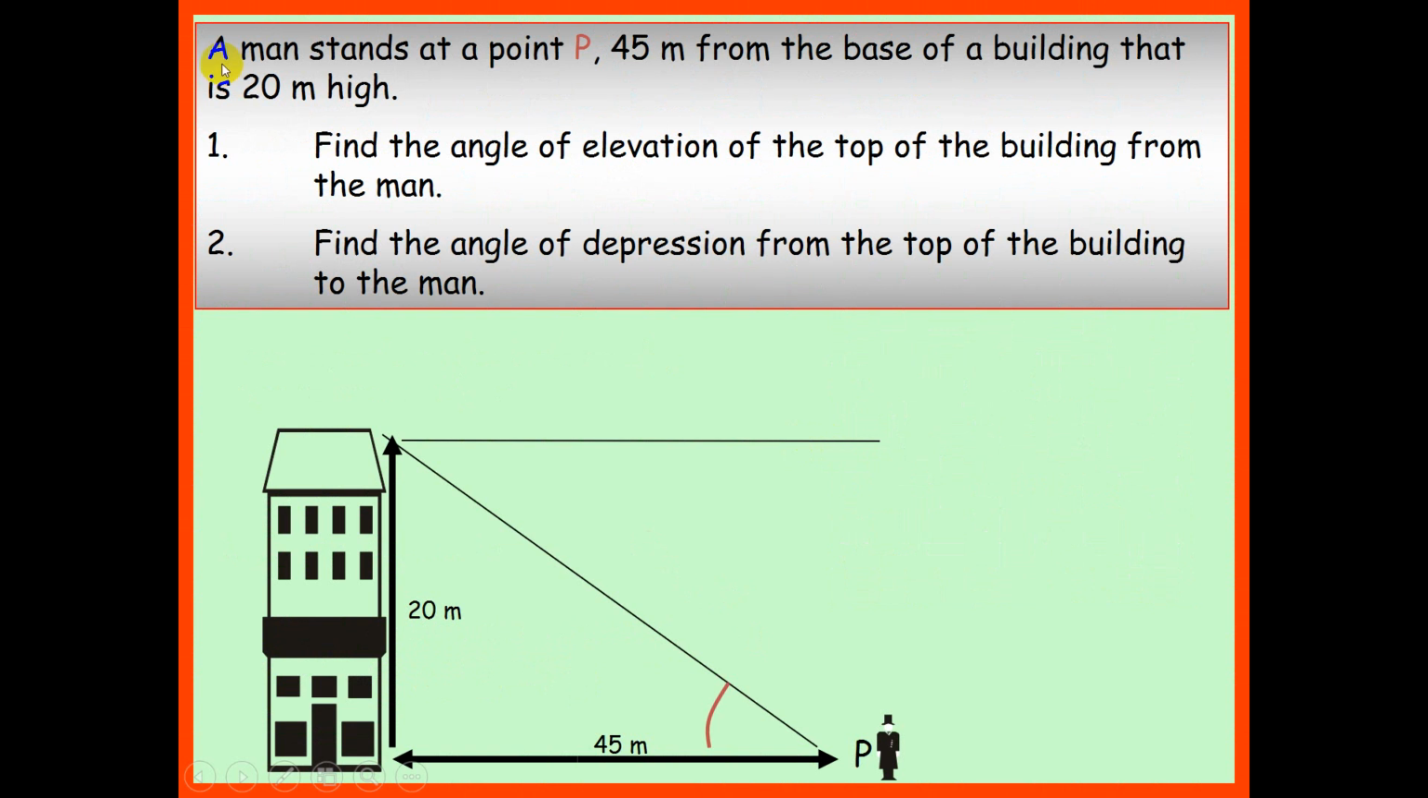The first one: a man stands at a point P, 45 meters from the base of a building that is 20 meters high. If we look at the diagram, we have a building 20 meters high, and the man is standing 45 meters from the base of the building. The first question wants you to find the angle of elevation of the top of the building from the man. So there's the man, and he's looking at the top of the building. So we look at angle P, which forms our angle of elevation. Our mission is to find angle P.